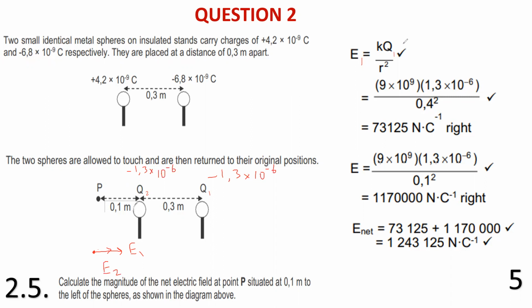We calculate using this formula, K times Q over R squared. For electrostatic force it is K times Q1 times Q2, but for the electric field, only K times Q over R squared. K is the constant 9 times 10 to the power of 9, and then 1.3. You don't have to use the negative; it is used here just to get direction. Then you calculate E1 and E2 and add them because they have the same direction. For the final answer, they said magnitude, so we don't need the direction.